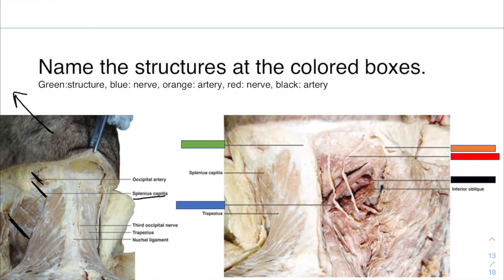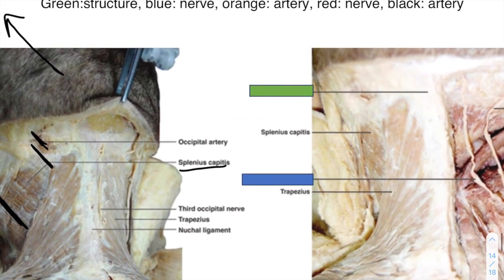And then also, what you want to pay attention to is if there's any arteries or nerves. The most superficial of the nerves is going to be the third occipital nerve, as noted here. It's going to be kind of difficult for you to see, but if you see a nerve at the top of the trapezius muscle, which is this muscle right here, then it has to be the third occipital nerve, and that's your identifier. So don't get it confused.